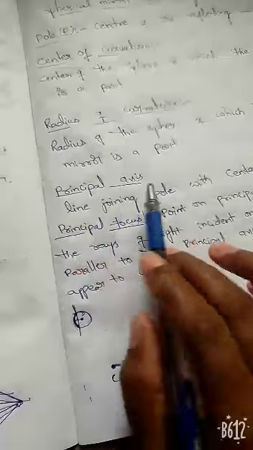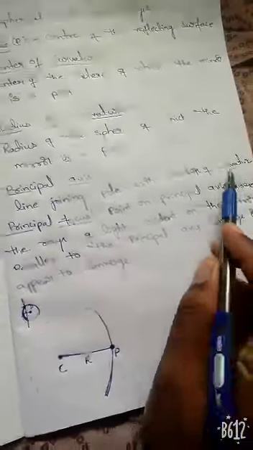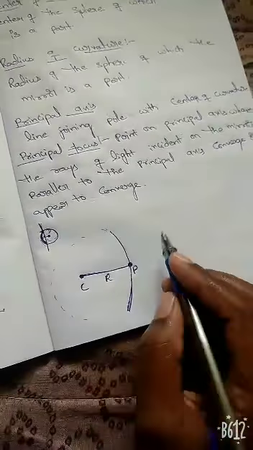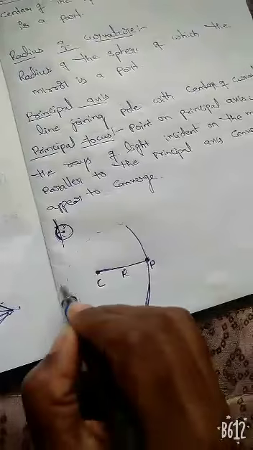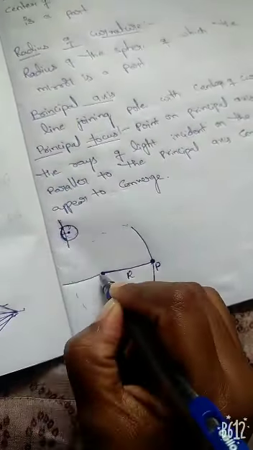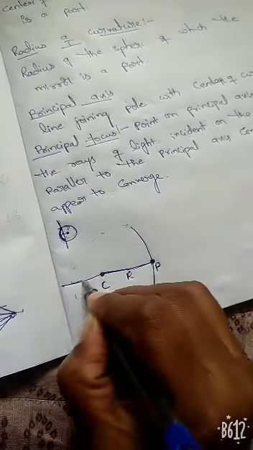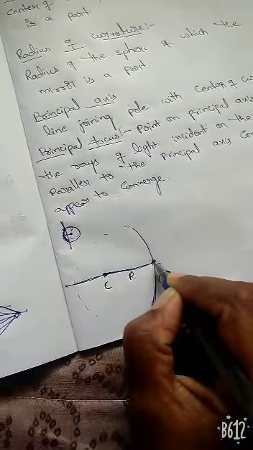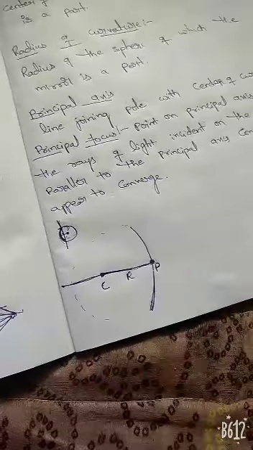Next, principal axis. The line joining the pole with the center of curvature, we call it a principal axis. So the line which is joining, let us assume this is a line which is joining the center of curvature and the pole of the surface. This line we call a principal axis. This line is a principal axis.